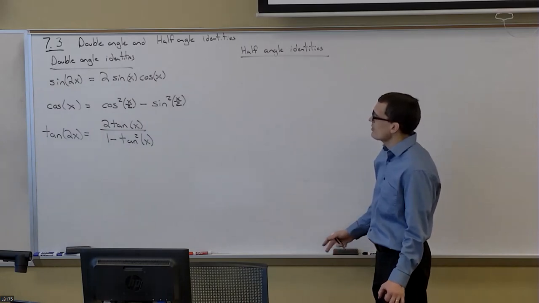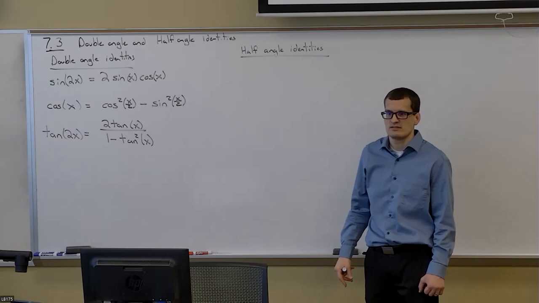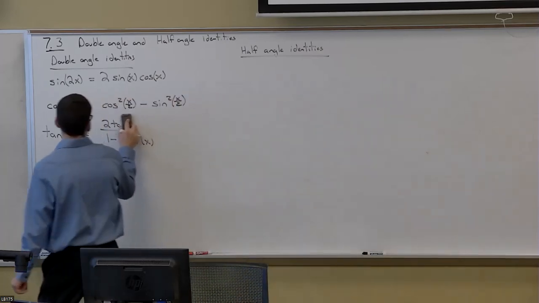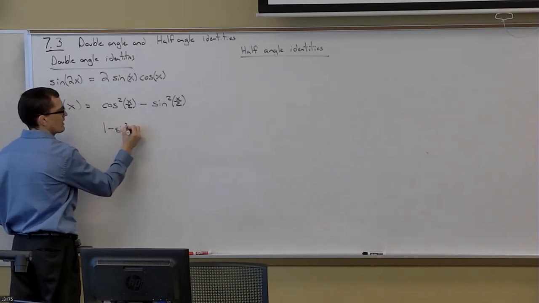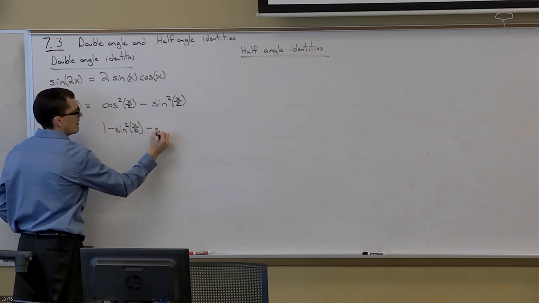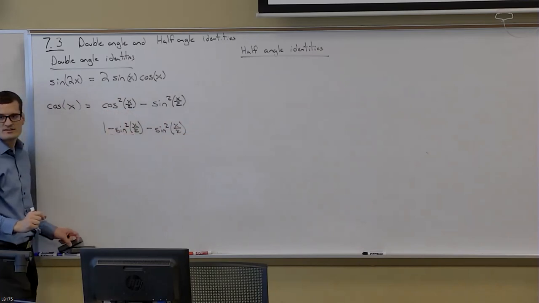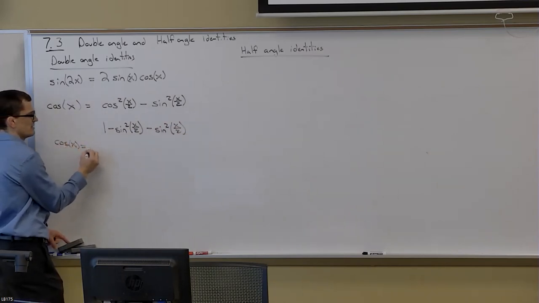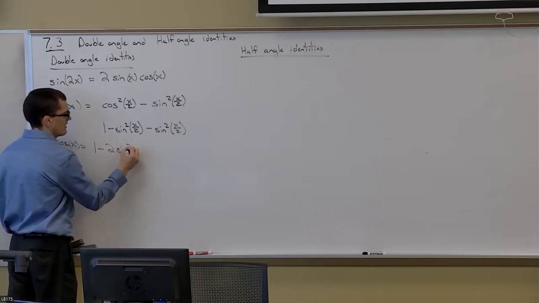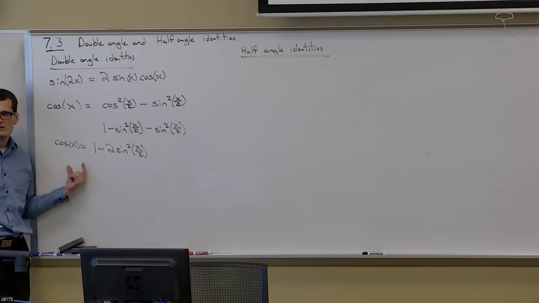And here's the thing, cosine squared is 1 minus sine squared, right? Sine squared is 1 minus cosine squared. So if I replace this with 1 minus sine squared of that angle, from the Pythagorean identity, what I end up with is that cosine of x is equal to 1 minus 2 times sine squared of the half angle. And I just solve for sine of the half angle. That makes sense. So solve for that half angle.